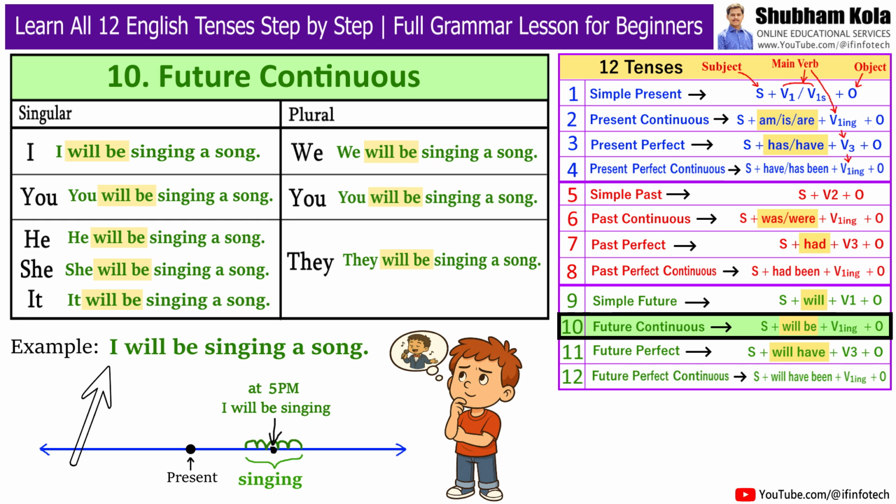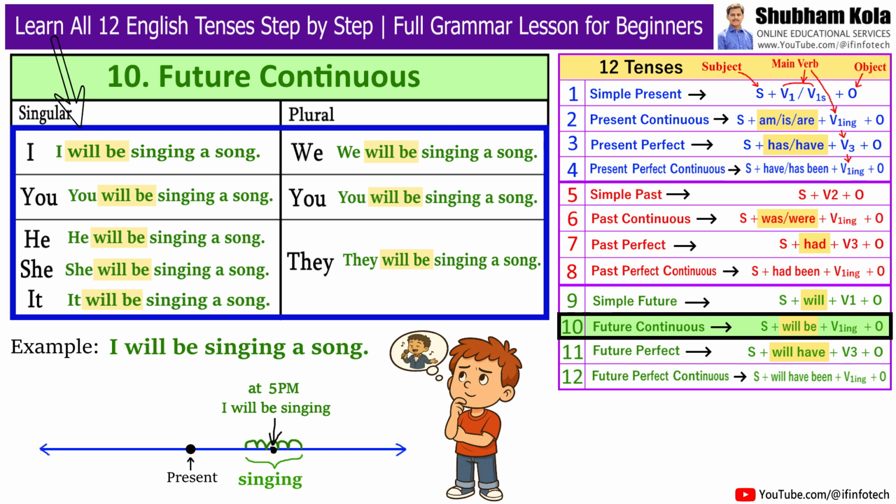This sentence shows that the action singing will be in progress at a specific future time. We call this the future continuous tense. It is used when an action will be happening at a certain time in the future. And it is used when you want to show that something will be ongoing at that moment.